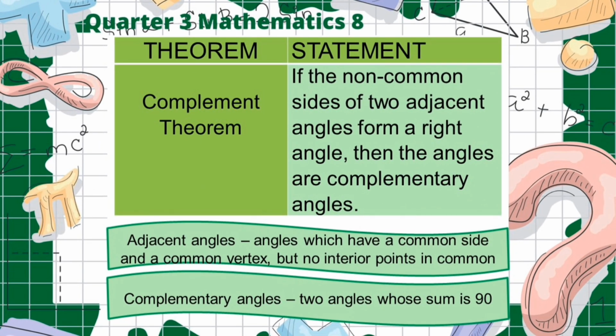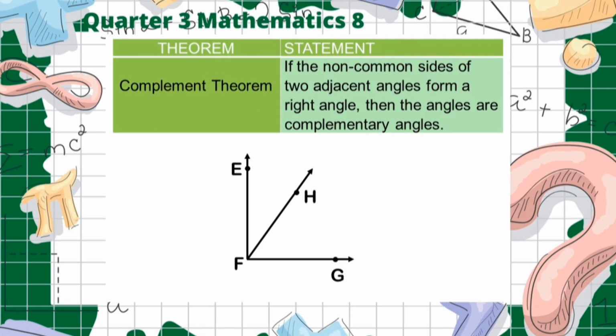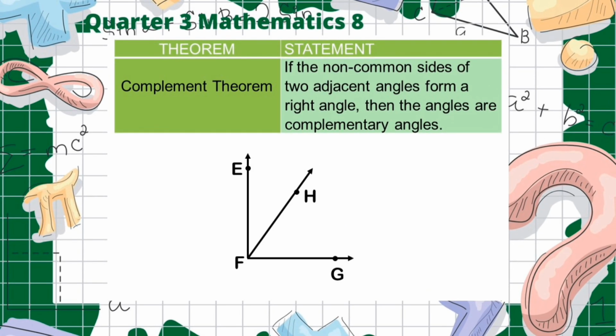If we have the supplement theorem, of course we also have the complement theorem. This theorem states that if the non-common sides of two adjacent angles form a right angle, then the angles are complementary angles. Take note, adjacent angles are angles which have a common side and a common vertex, but no interior points in common. And complementary angles are two angles whose sum is equal to 90 degrees. As you can see in the illustration of the complement theorem, angle EFH is complement to angle GFH, and the two angles form a right angle which is angle EFG.